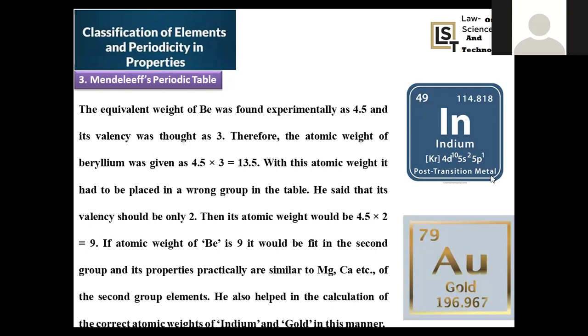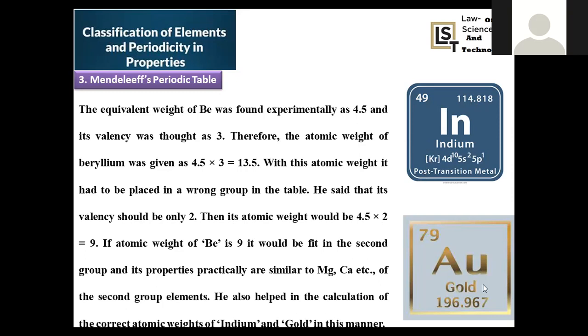What is meant by post transition metal? Immediately after the transition metals, this element will be placed. That's why you can say it is a post transition metal. Pre transition metal means it is present before transition metals. Post transition metals are nothing but elements placed after transition metals, and its atomic mass is 114.8, which is calculated based on his formula. Atomic weight is equal to equivalent weight into valency, right? So this is the corrected atomic mass, which is agreed by even the modern periodic table also.